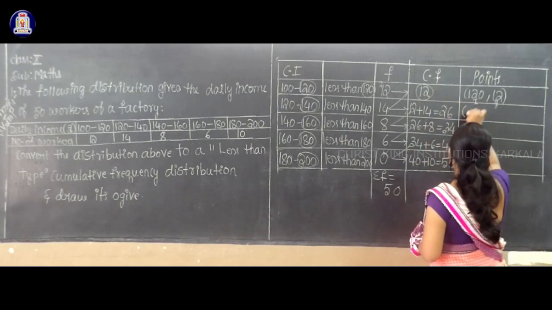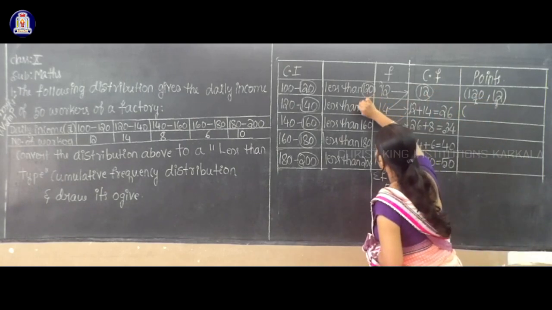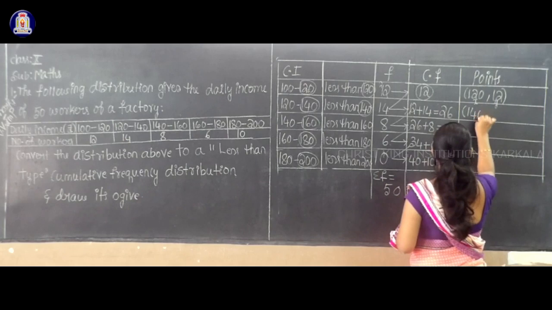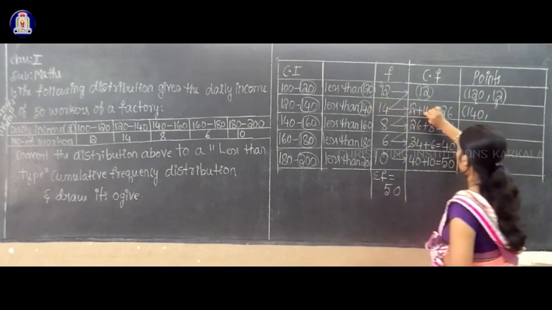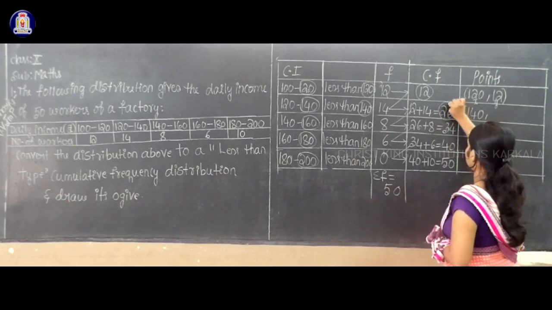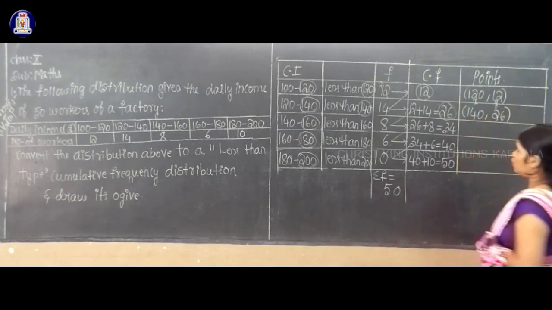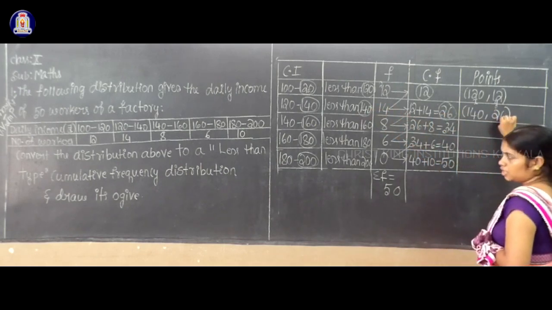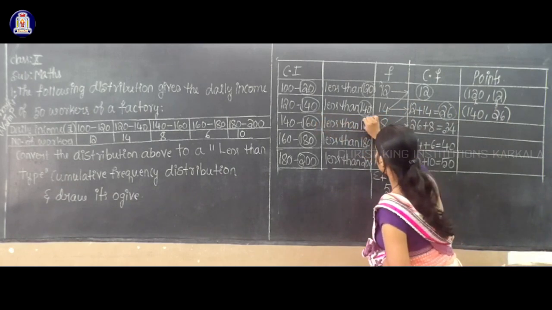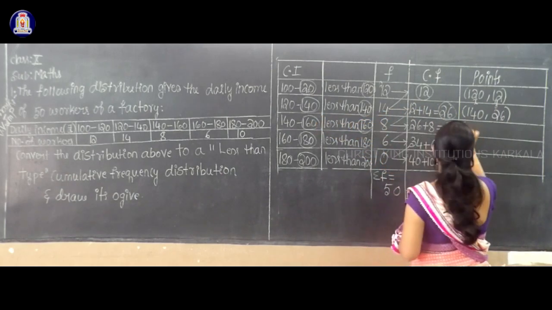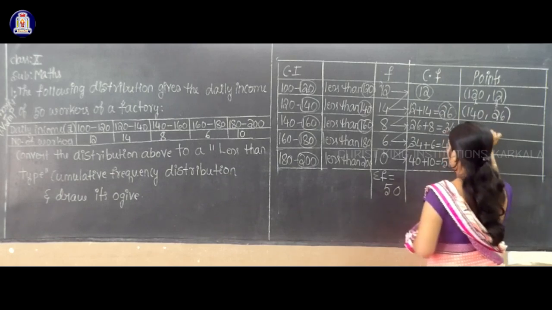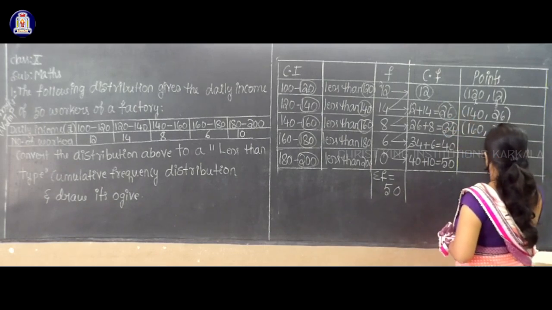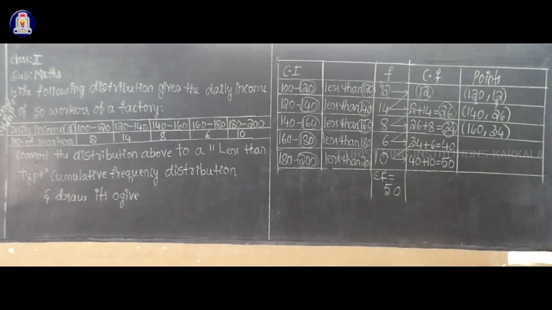Next, second point. For the second point I consider again the upper limit. What is your upper limit? Less than 140. So this number 140 comma the corresponding cumulative frequency number. How much is it? 26. So your second point is 140 comma 26. Next, third point, again the upper limit is 160, so less than 160 is your x coordinate. What is the corresponding cumulative frequency value? That is 34. So 160 comma 34 is your third point.